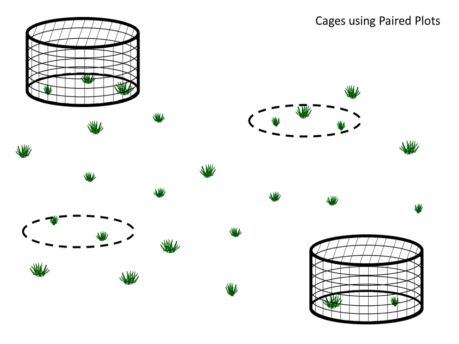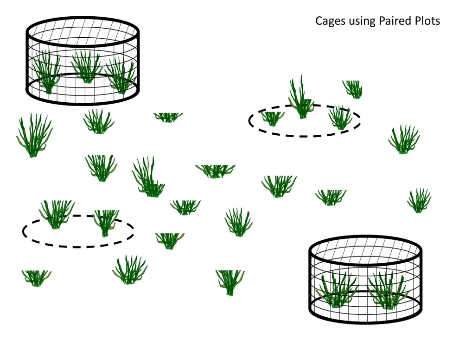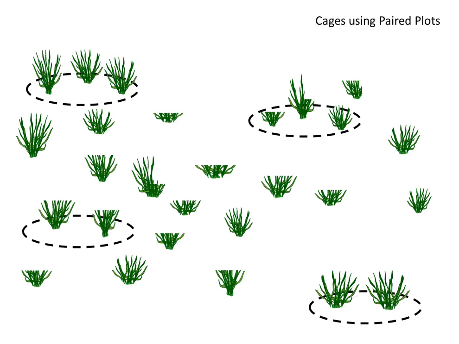The cages are left in place while the growing season and the grazing season continue, and when we are ready to evaluate utilization, the cages are removed, and we measure the amount of production in the caged plots as well as in the uncaged plots.